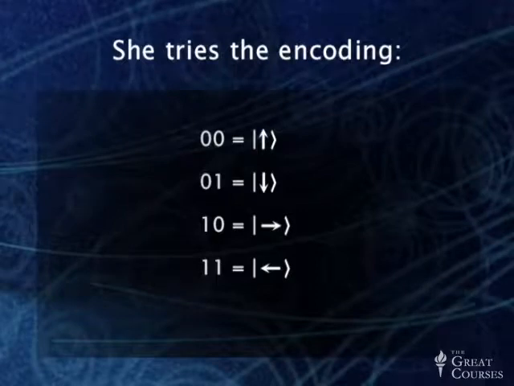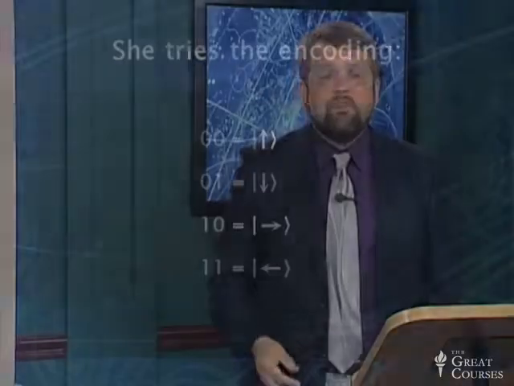So that's great. She has a quantum state for each of her messages, and so she prepares the spin in the quantum state, and she sends it to Bob. She sends the spin to Bob. Bob doesn't know what her message is, but he's going to try to figure it out.